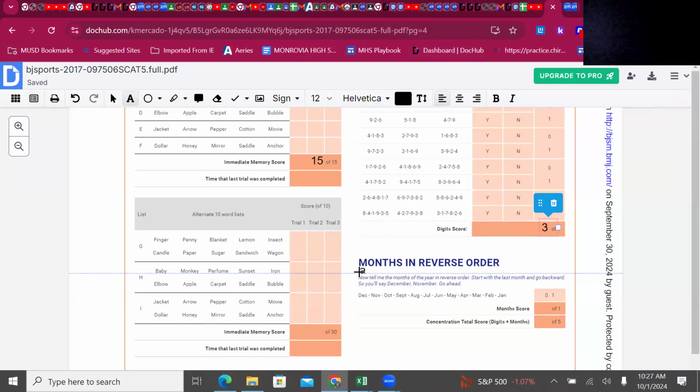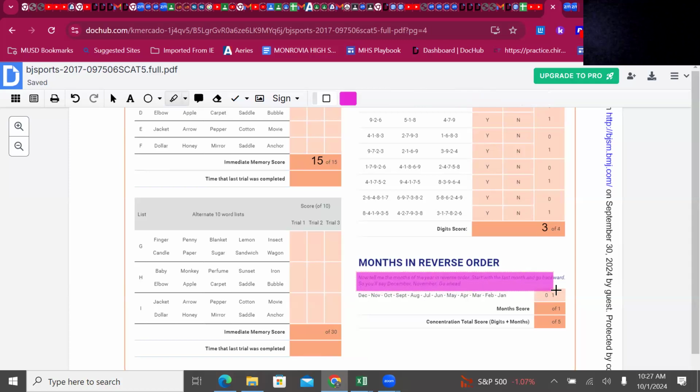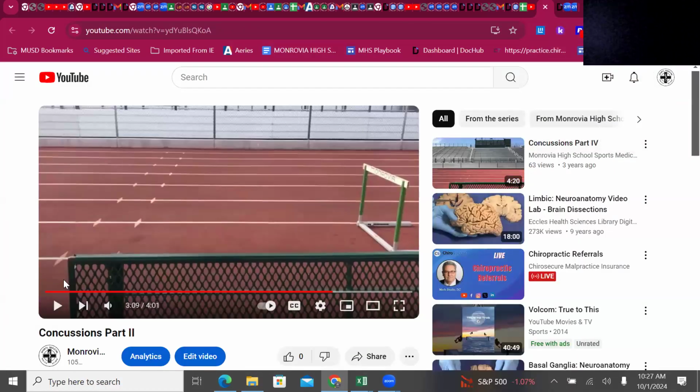Months in reverse order. Again, here are the directions. Now tell me the months of the year in reverse order, starting with the last month and going backwards. So you'll say December, November. And then we'd have them do it. This is how that looks.